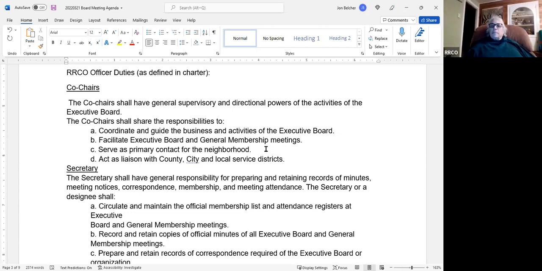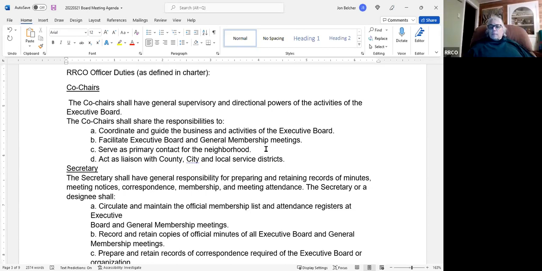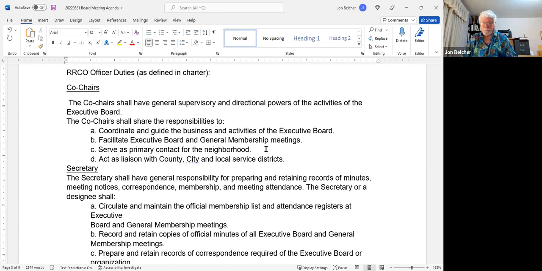Stefan, you have your hand up? I do. I move that we follow the charter and elect officers at this meeting. Okay, is there a second? I will second for the purpose of discussion for Stefan. So discussion. Anybody want to speak to whether we should elect officers tonight or not?